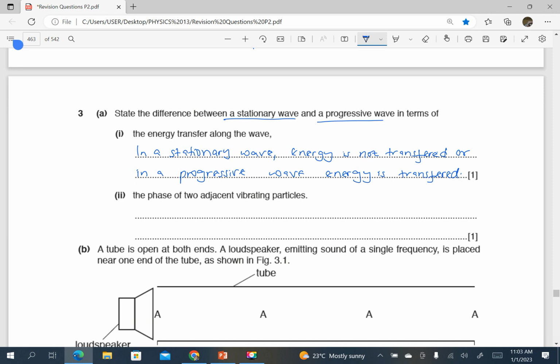Then state the difference between a stationary wave and a progressive wave in terms of phase of two adjacent vibrating particles. Two adjacent vibrating particles, that is neighboring particles. In a stationary wave, two neighboring particles must be vibrating in phase. But for a progressive wave, two neighboring particles cannot vibrate in phase. They actually vibrate out of phase. So you can say in a stationary wave, particles, that is the adjacent particles, are in phase.